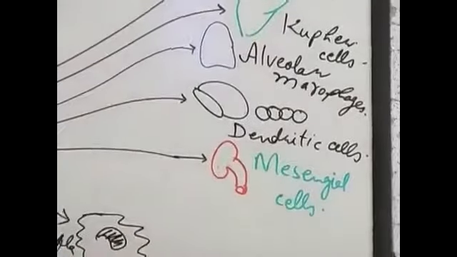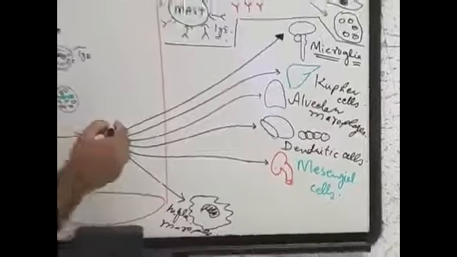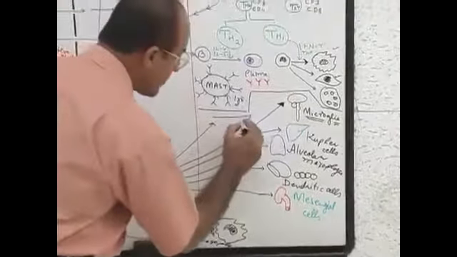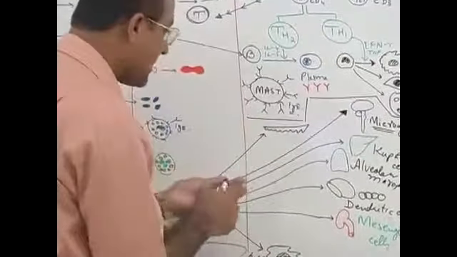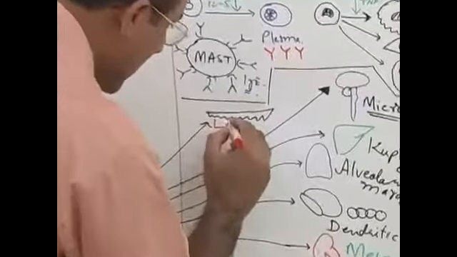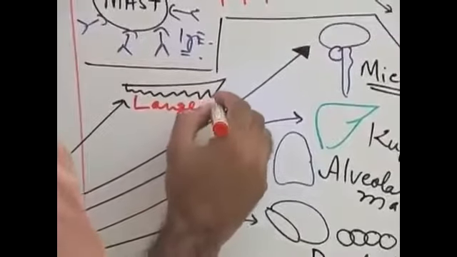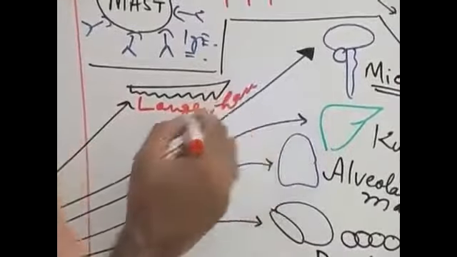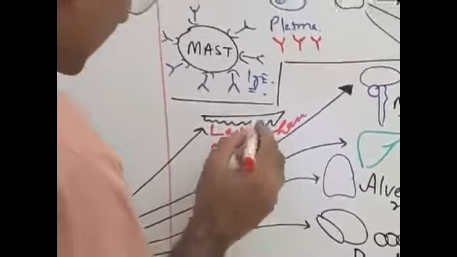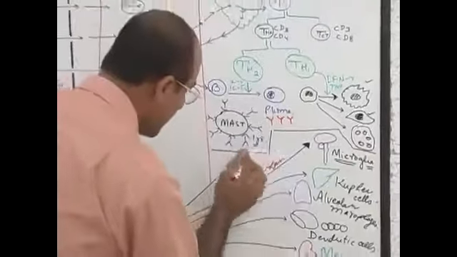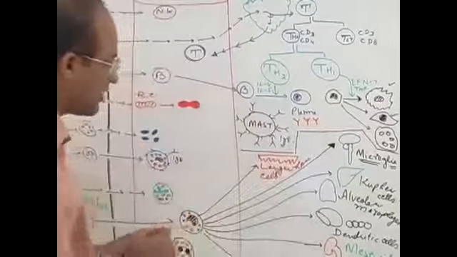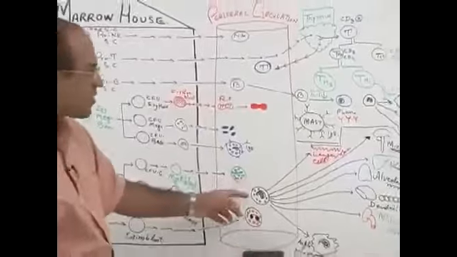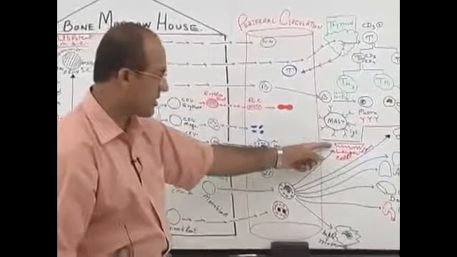Then some of these cells are just lingering under the skin, and these are called Langerhans cells. They are present, yes, where? They are present under the skin. Langerhans cells. So, Langerhans cells are what? Tissue macrophages under the skin.